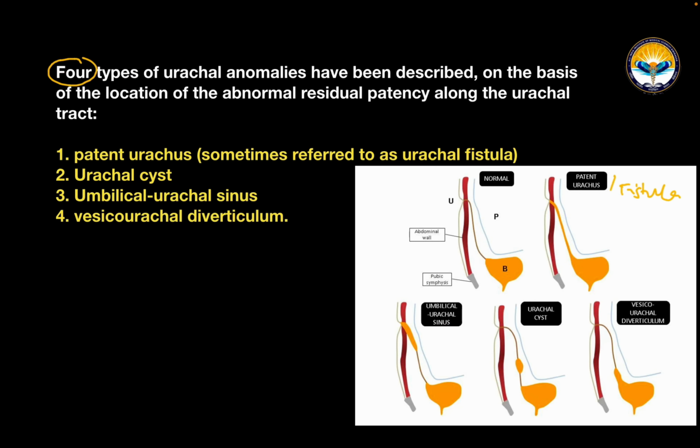And the last one is the urachal diverticulum. It is a pouch-like outpouching of the urachus, creating a blind-ending structure. It may be predisposed to urinary stasis and recurrent infections. So these are the 4 types.